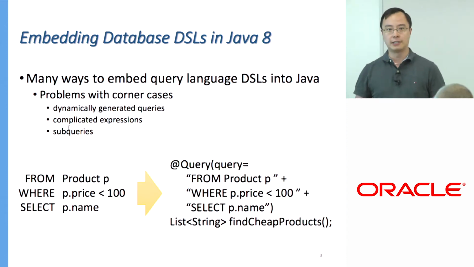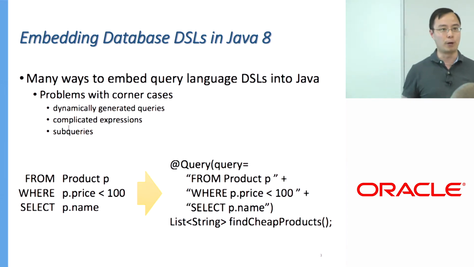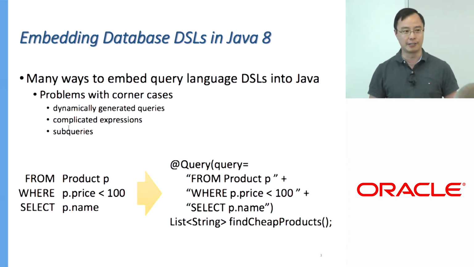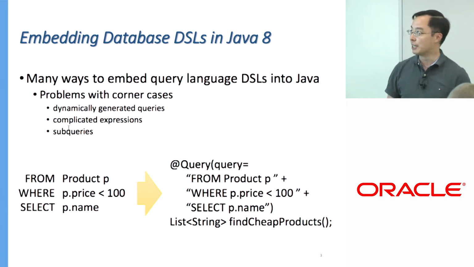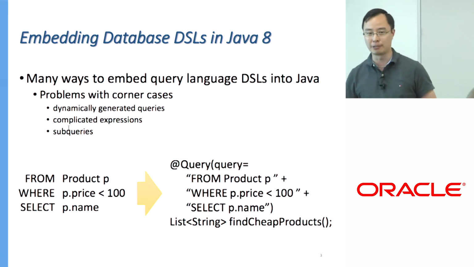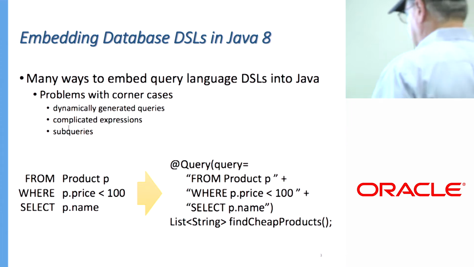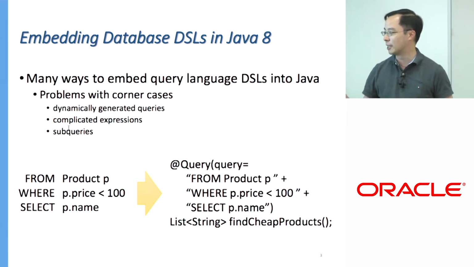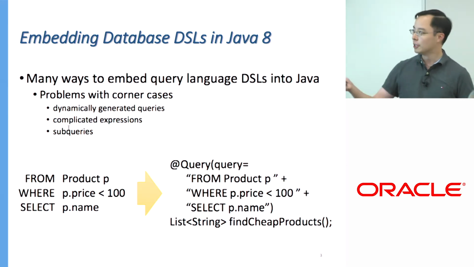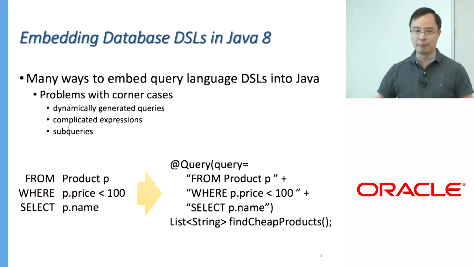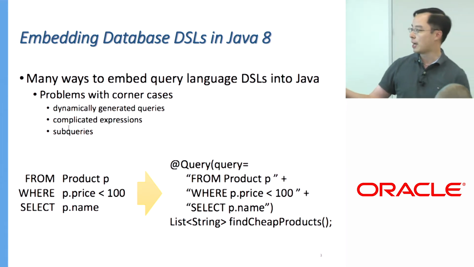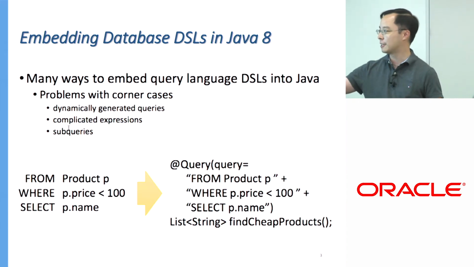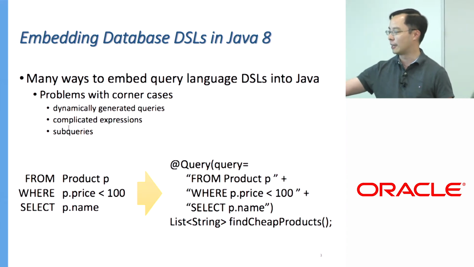Now, because databases are so widespread, there are of course many different ways of embedding these database query languages inside Java. Here's a typical way that a database query language might be embedded in Java. You'll have an interface with a method, and when you call that method, you want it to actually execute that query. So in the interface, you would annotate the method with this annotation.